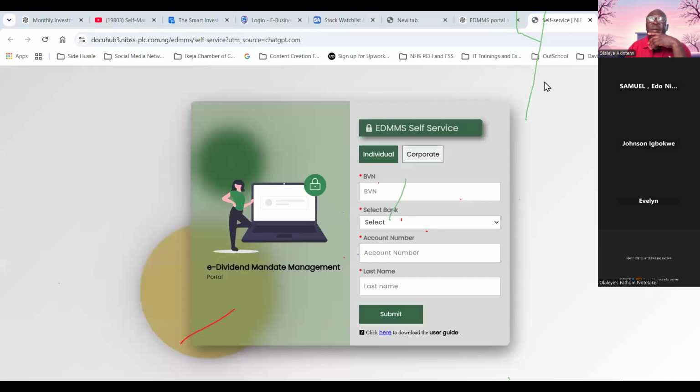Okay, can you see what is on my screen? Can you see EDMMS self-service? Yes, sir. Okay, good. So this is where you apply for e-dividend mandate.